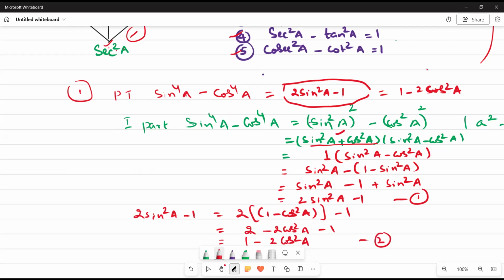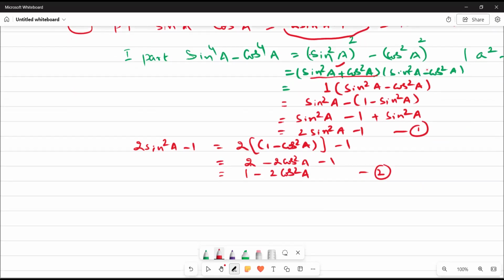So from equation number 1 and 2, and the given condition, we have used sin power 4a minus cos power 4a. Therefore, sin raised to the power of 4a minus cos raised to the power of 4a is equal to 2 sin square a minus 1, and that 2 sin square a minus 1 is also equal to 1 minus 2 cos square a. So this is how we have proved this problem by making use of the trigonometric identities.